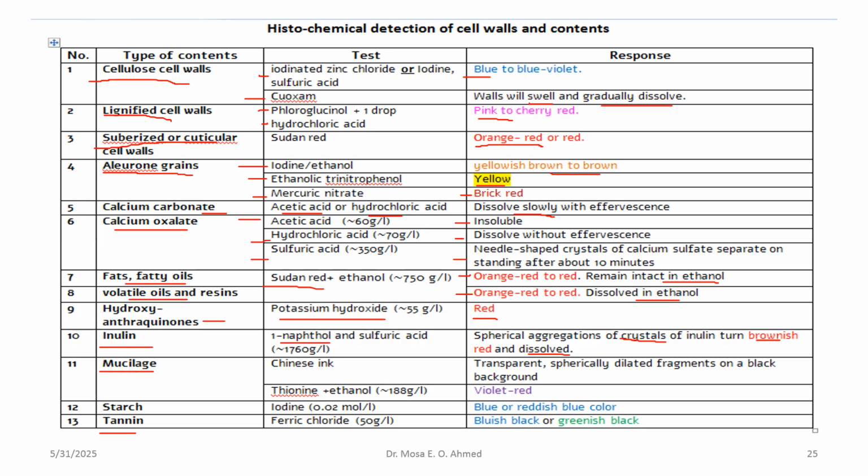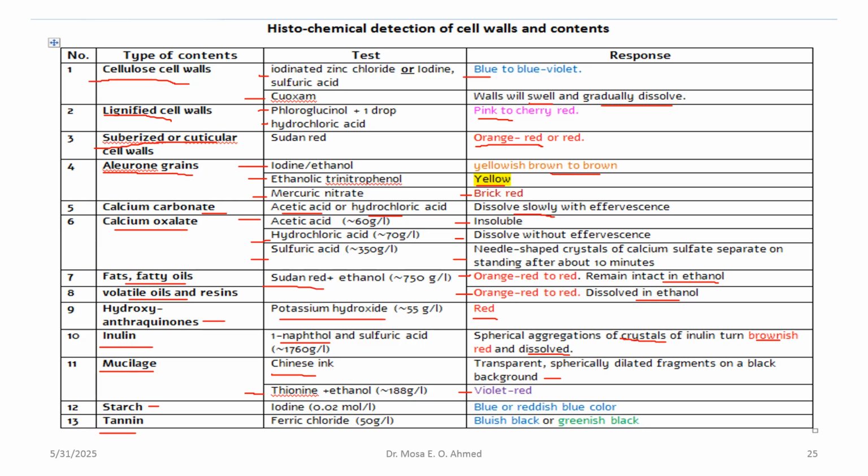Mucilage and gums can be tested by Chinese ink or by thionine ethanol solution. With Chinese ink, mucilage forms transparent, spherical, dilated fragments on a black background. So transparent fragments with a spherical shape appear on a black background in the case of Chinese ink. And with thionine ethanol, mucilage is stained violet to red.